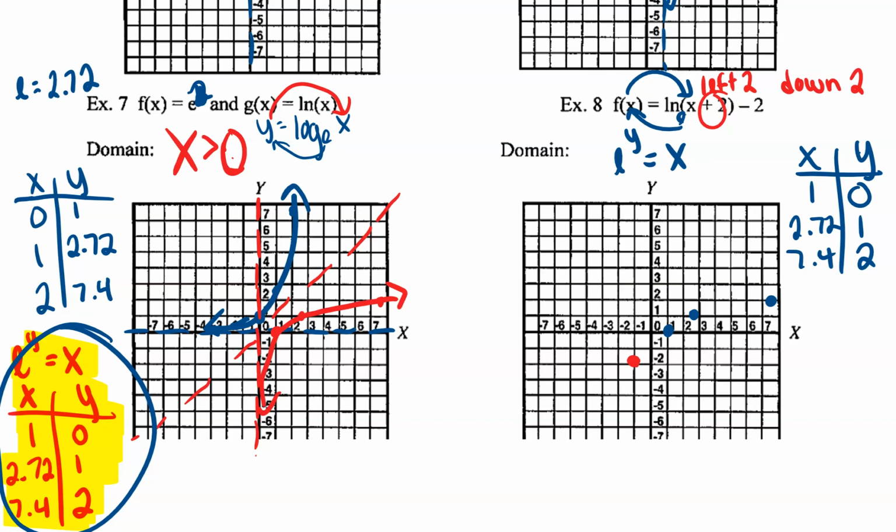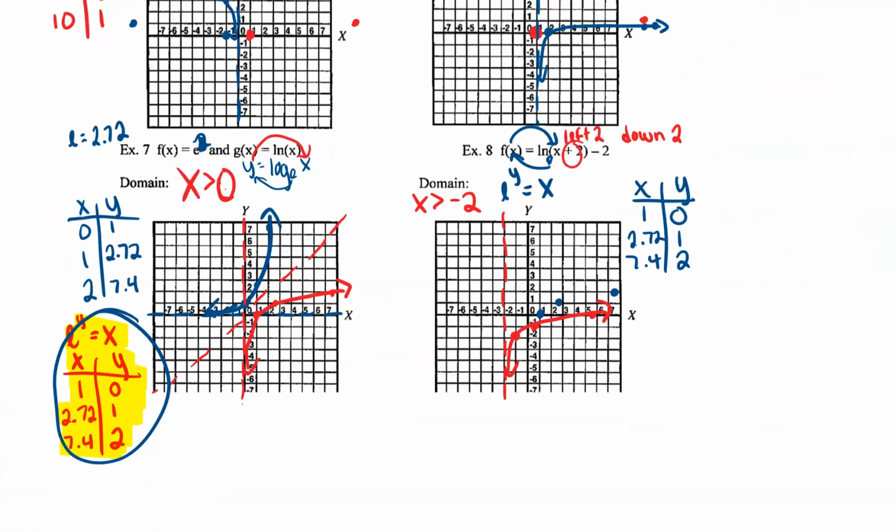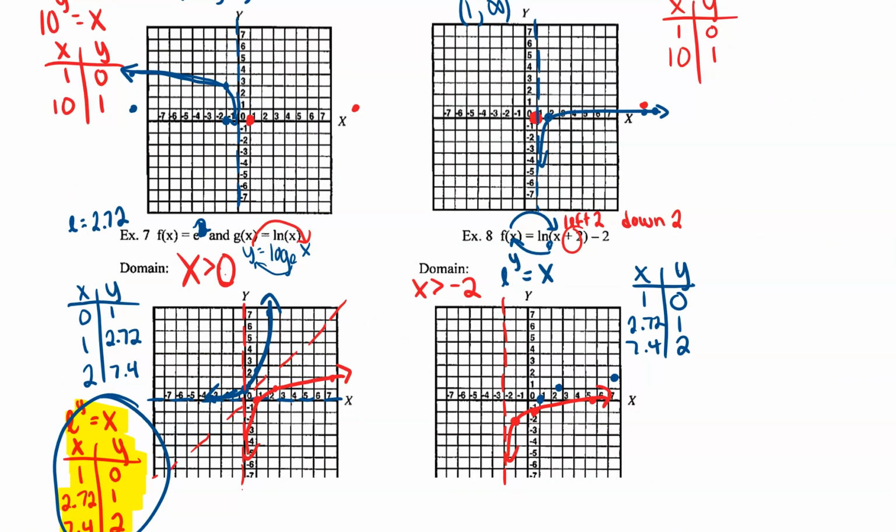So I just take each point, left 2, down 2. Left 2, down 2. Left 2, down 2. The other thing that moves left 2 is the asymptote. So the asymptote is now at x equals -2. And that's my graph. The domain is going to be x is greater than -2 because the asymptote was shifted over to -2.